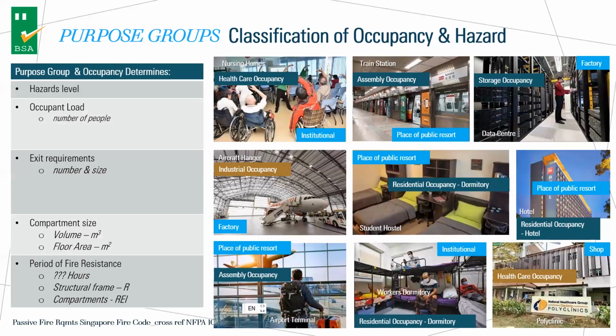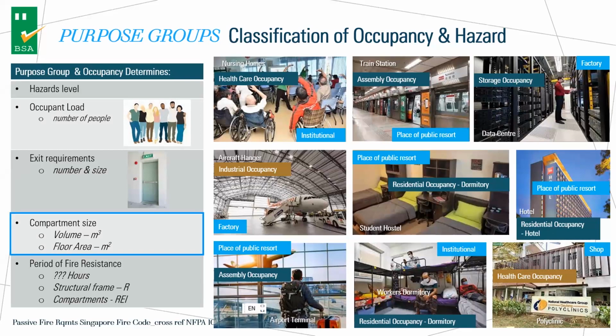But why is purpose group so important? Because it actually tells you the hazard level of the space in use. It tells you how many people you must calculate that can use this space, how many exits and what size of exit you must provide for these people, what is the limit of the compartment size in terms of volume and floor area, and what period of fire resistance. Remember the word resistance to fire. The structural frame, the compartment, how many hours you need to build this space.